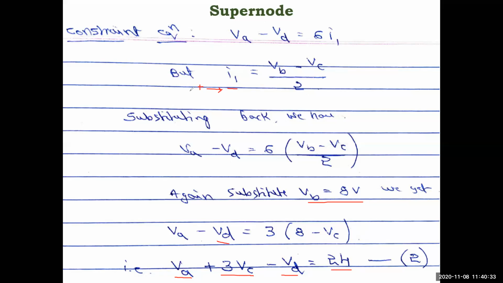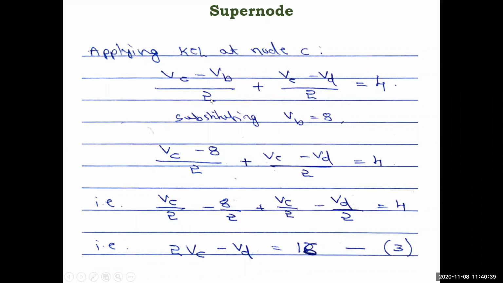Now to write the third equation, you have to refer to node C. In that diagram, as I already told you, VC minus VB by 2 plus VC minus VD by 2 is equal to 4 amp current entering the node, right? So it is 4. Again, substitute VB equal to 8. So VC minus 8 by 2, VC minus VD by 2 equal to 4. Same as the first equation, split it: VC by 2 minus 8 by 2 plus VC by 2 minus VD by 2 is equal to 4.